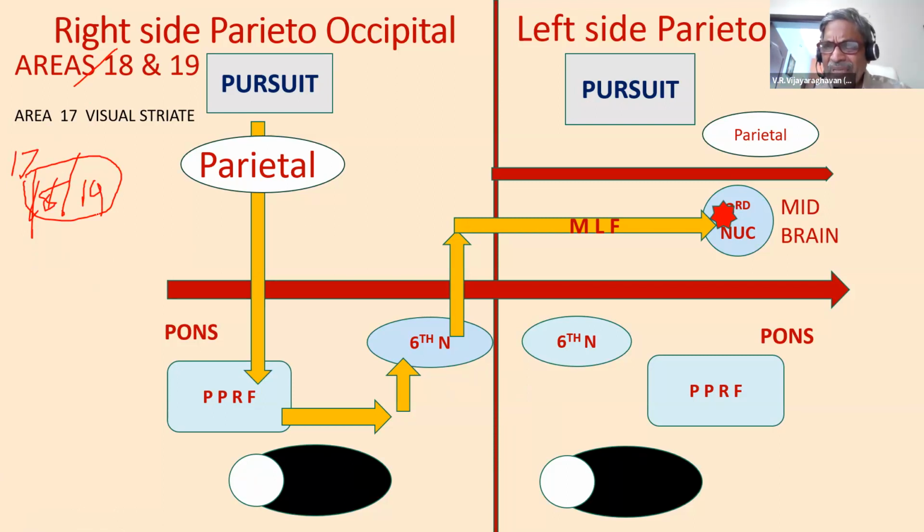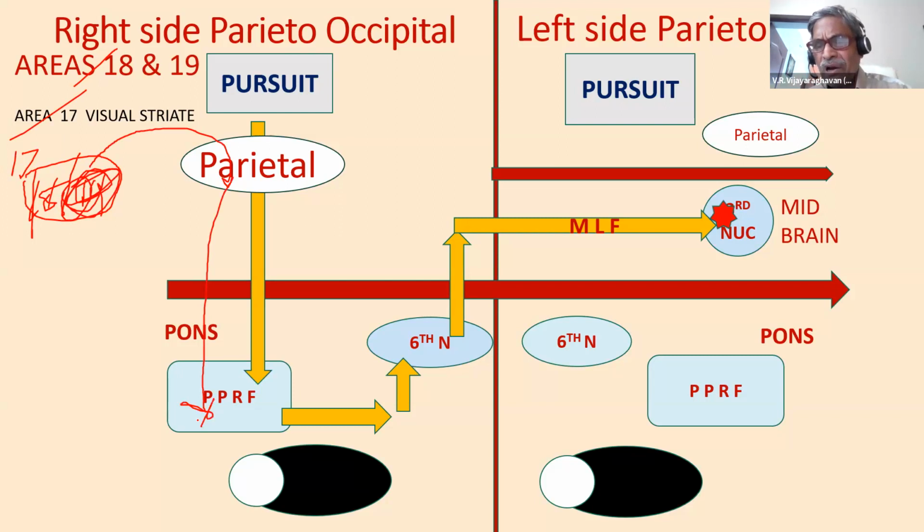I want to follow a person, which means the impulse starts from the occipital lobe. From where is the impulse starting? Your answer is from the para and peristriate areas. The instructions are coming to move right, left and so on. Instructions come from your areas 18 and 19, the para and peristriate areas, and that passes via the parietal lobe and comes to my PPRF in the pons.